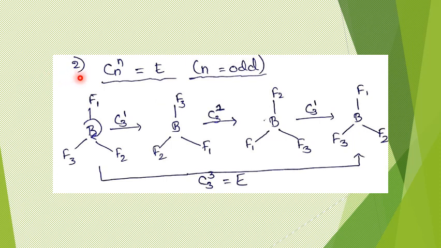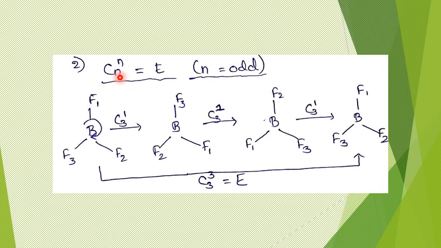Okay, so this relationship, Cn raised to n equal to E, even holds good when n is odd. So if the order of the axis is odd, and we are performing it an odd number of times, then also this will be valid. That can be convinced from an example. To take an example of a molecule with n equal to an odd number, it is better we go with BF3, where the order n is equal to 3 in this case, which is an odd number.